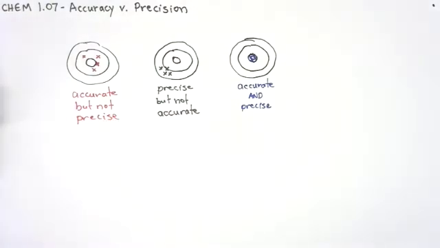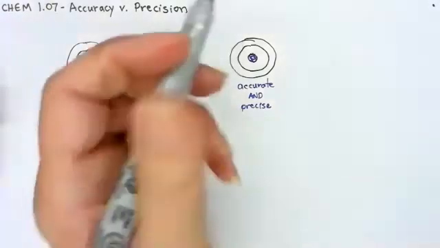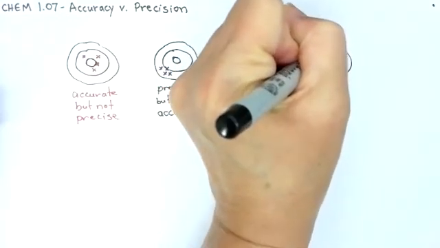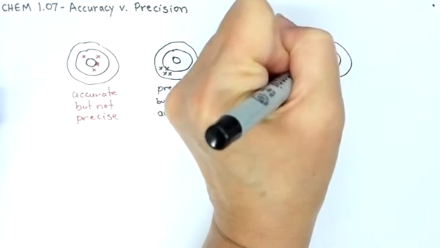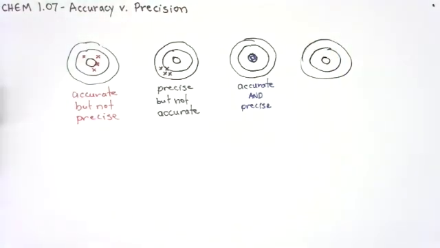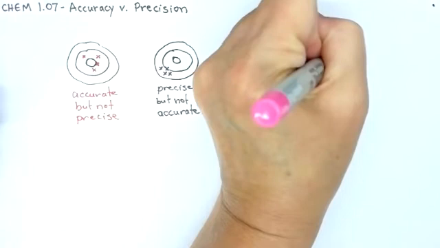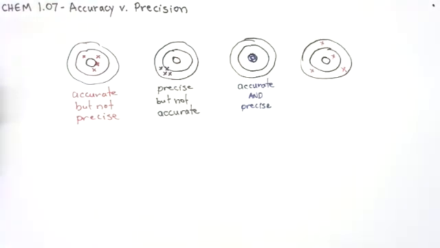And let's add a 4th target here. Number 4, we'll do these in pink. So let's say I hit here, here, here, and here. These would be neither accurate nor precise. So they are not either.